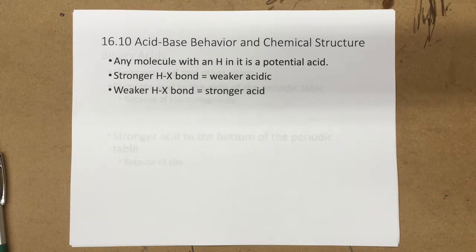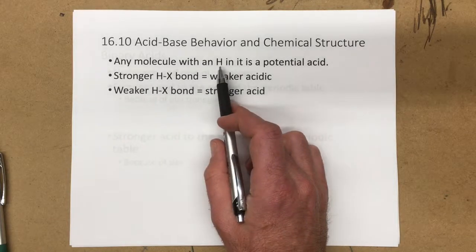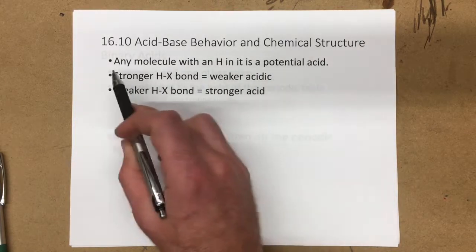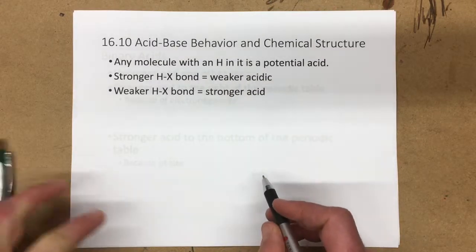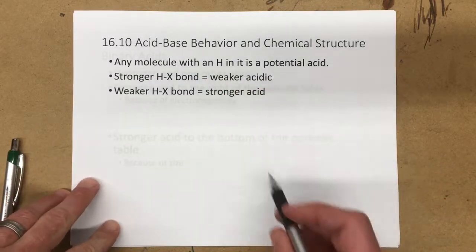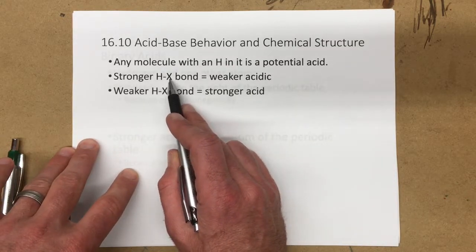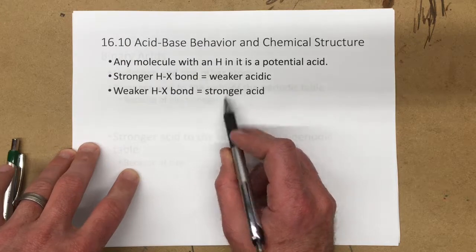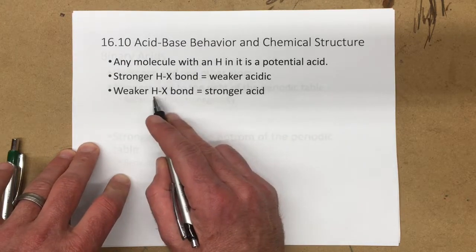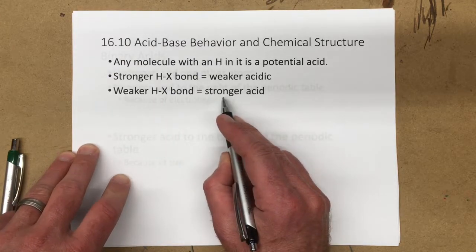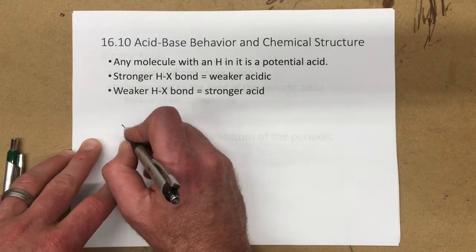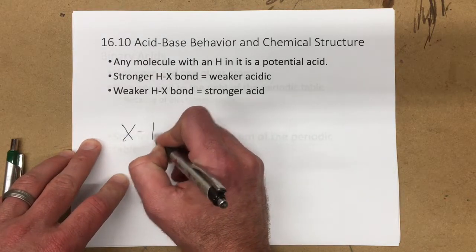So we want to be able to predict how strong or weak an acid is, or compare two acids, by looking at their structure. Basically, any molecule that has hydrogen in it could be a potential acid because it can potentially lose that hydrogen, and that's what acids do. They donate protons. So if you have a strong bond between hydrogen and the rest of the molecule, then it's a weak acid. And if you have a weak bond between hydrogen and the rest of the molecule, then it's a strong acid.